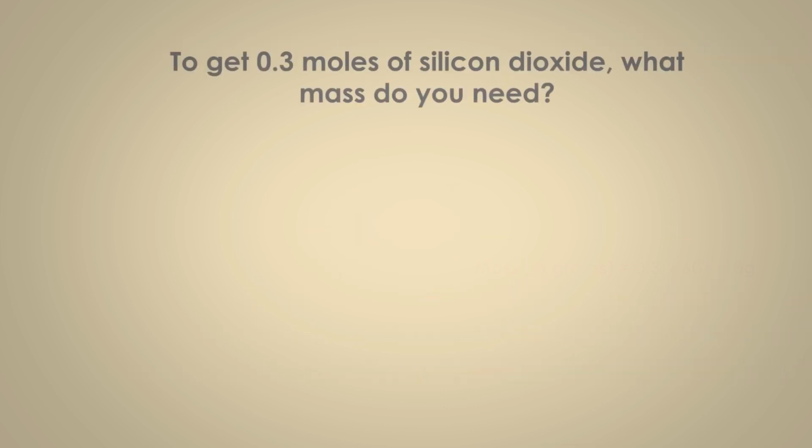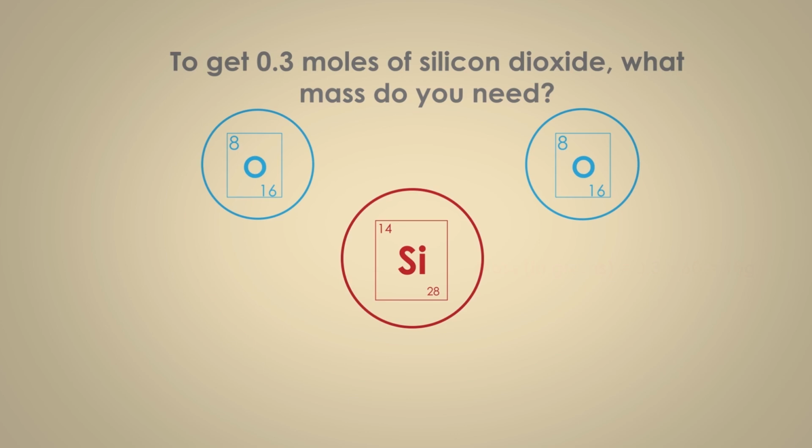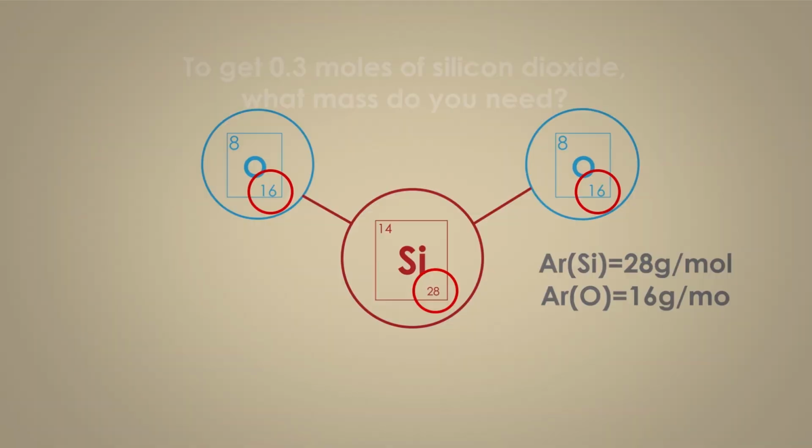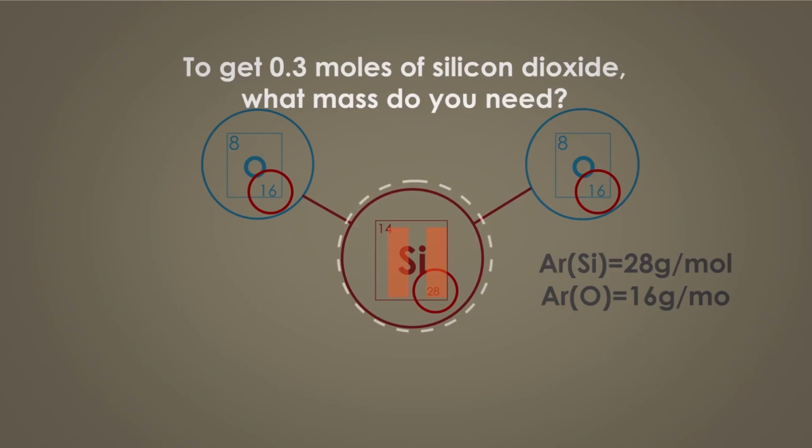Let's say you need 0.3 moles of silicon dioxide. The relative atomic masses of silicon and oxygen are 28 and 16 grams per mole. What is the mass you need? Pause the video while you do your calculation.